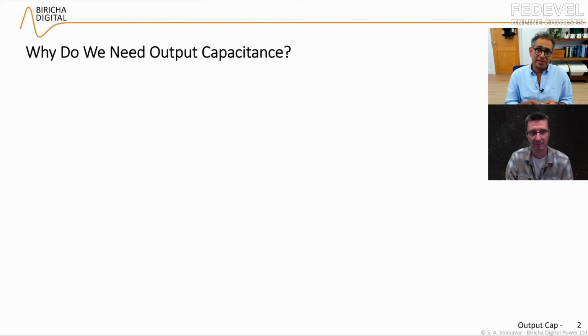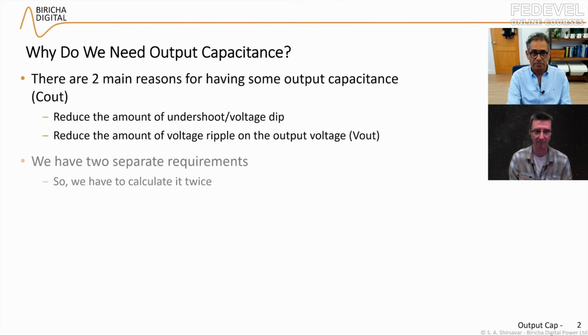And the second reason is ripple. The inductor current has a lot of ripple on it in the topologies where the inductor is directly feeding the output capacitor, for example, like a buck converter. This ripple needs to be reduced. And of course, the job of the capacitor is to reduce this ripple in addition to helping us with our undershoot.